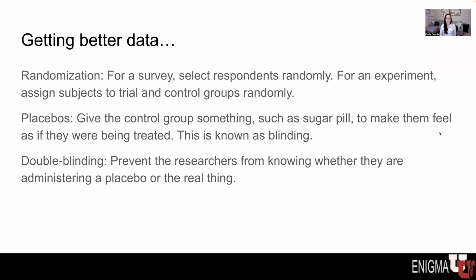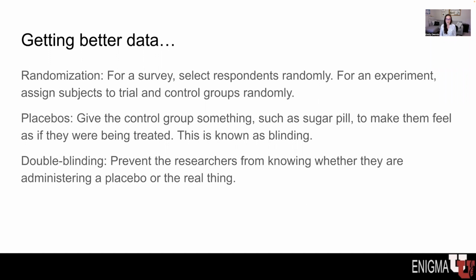Picking up where we left off, we're going to continue talking about research design. So we ended the last lecture talking about good data and bad data. And we're going to pick up with that here to talk about how we can get better data. Now, what do we mean by better data?